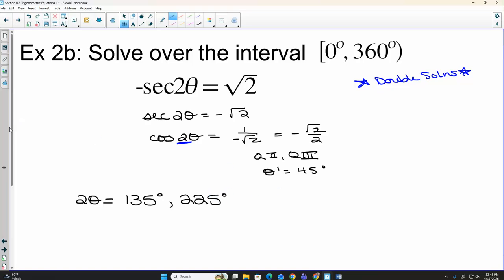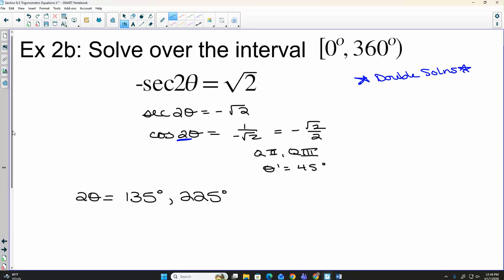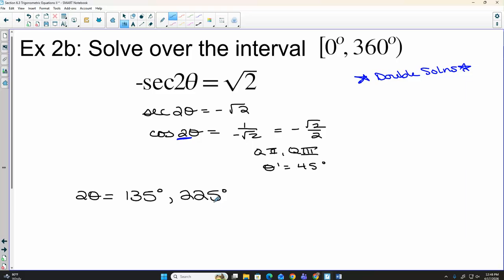225. Okay, but that's not going to get me all of my answers. Double solutions, so we need 2 more answers. Right, to get the next one, all you have to do is add the normal period before any changes. So we're going to add 360 degrees to each of these. So 135 plus 360, 495. 225 plus 360, 585.